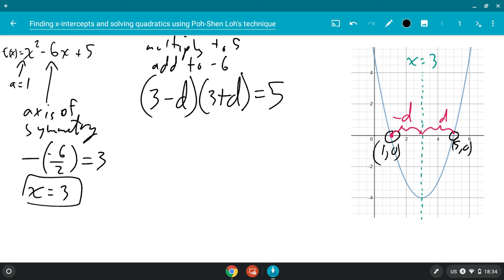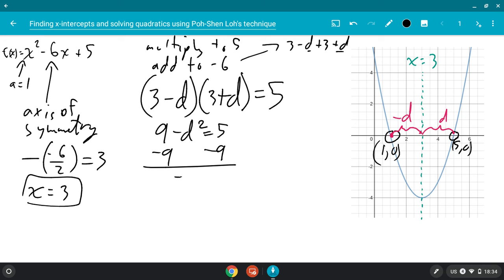And it makes sense that they're going to add to 6 in absolute value. If you think about it, 3 minus d plus 3 plus d, the d's cancel, and that's going to add to 6. But the nice thing about setting it up this way is if we multiply this out, it's just a difference of two squares, right? So it's 9 minus d squared equals 5. And we just solve for d there.